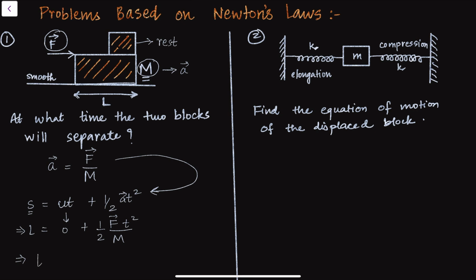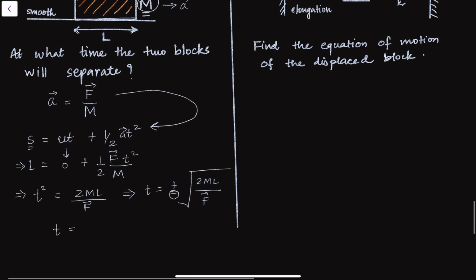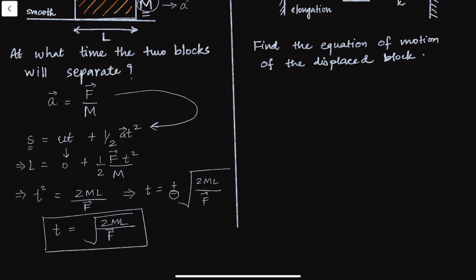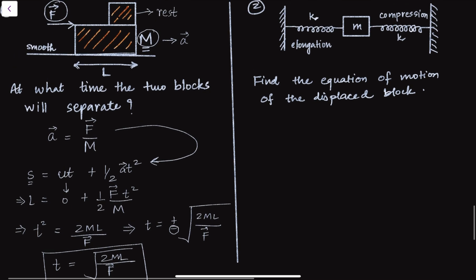Now our aim is to find the time, so we can reshuffle the terms in the equation and write t squared equals 2mL over F. This gives us that t is equal to plus or minus the square root of 2mL over F. Since time cannot be negative, we can ignore the negative sign and the final time will be the square root of 2mL over F. I hope you understand the concept.